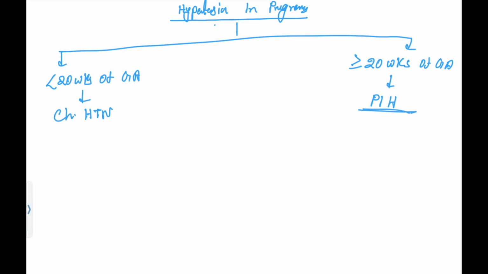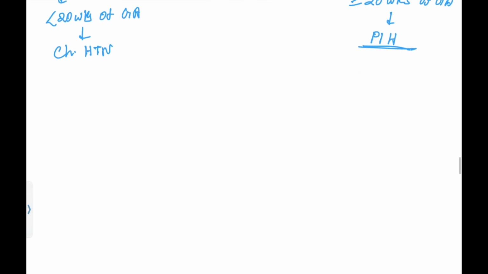But what is the feature of PIH? PIH means the mother was normotensive before pregnancy. Then BP started increasing after 20 weeks of gestation. It will come down after delivery. That is the definition of PIH. Then further we classified this PIH into 4 categories. What are those categories?